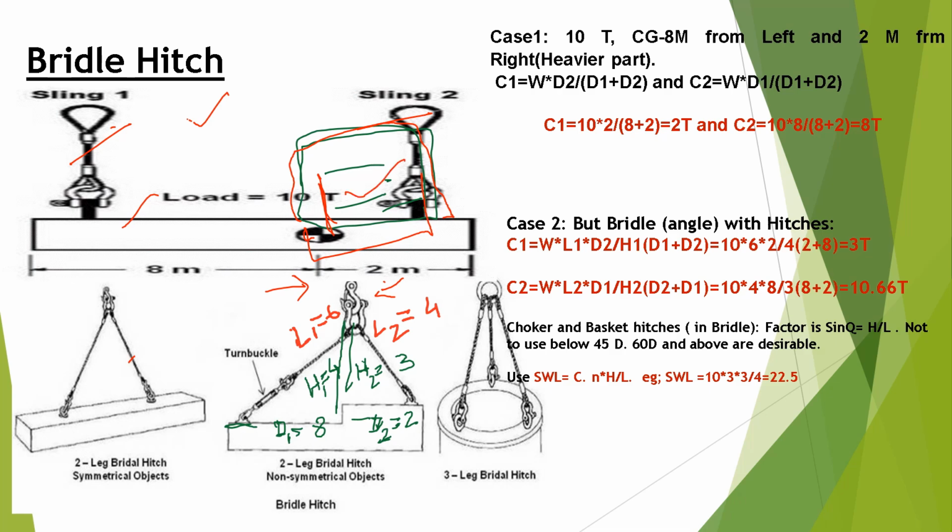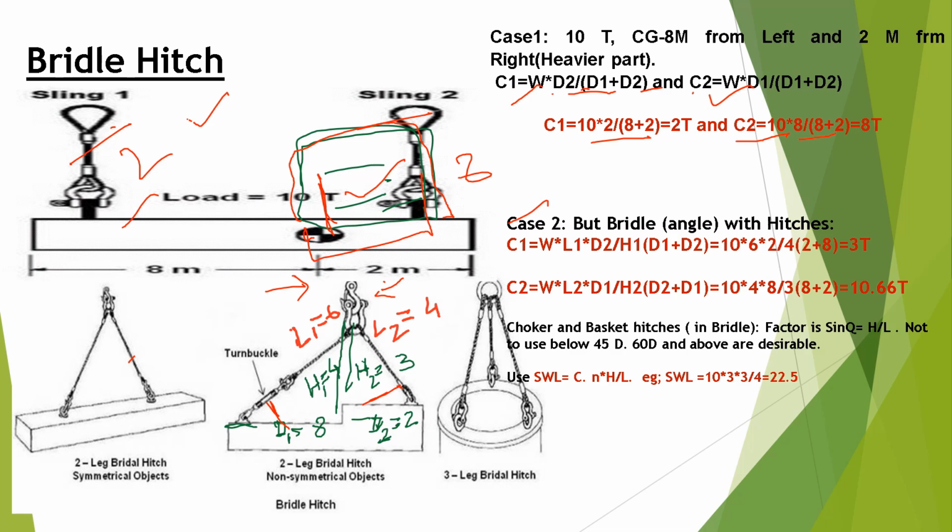So the capacity of the left hand will be W into D2 divided by D1 plus D2, that is 10 into 2 divided by 8 plus 2. It will give 2 ton. On the right side it will give 10 into 8 divided by 2 plus 8, that is 8 ton. But the same thing when I use for a bridle hitch forming an angle, using a turnbuckle or something like that, you can have the lighter capacity one on the left side and the heavier capacity on the right side.